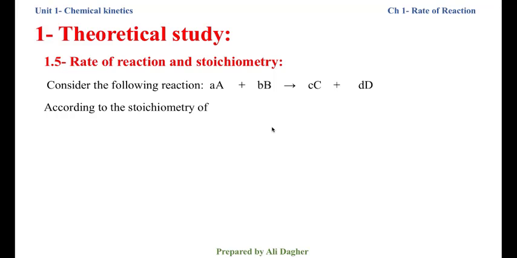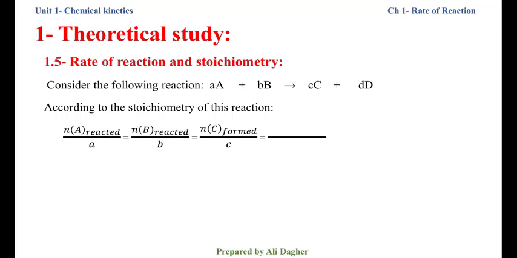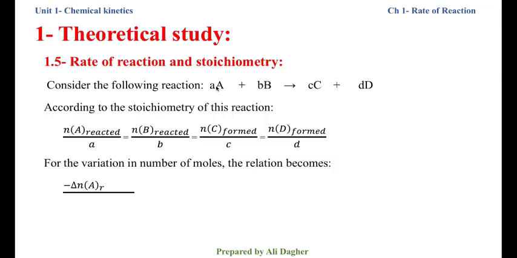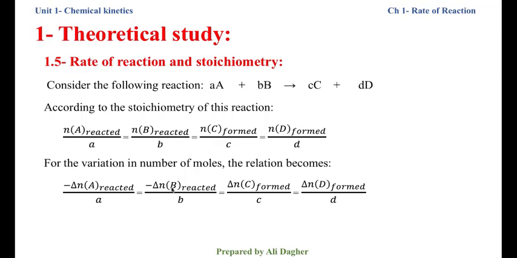According to the stoichiometry of the reaction, we have the number of moles of A reacted over a equals the number of moles of B reacted over b equals the number of moles of C formed over c equals the number of moles of D formed over d. For the variation in number of moles, the relation becomes: minus delta n A reacted over a equals minus delta n B reacted over b equals delta n C formed over c equals delta n D formed over d.